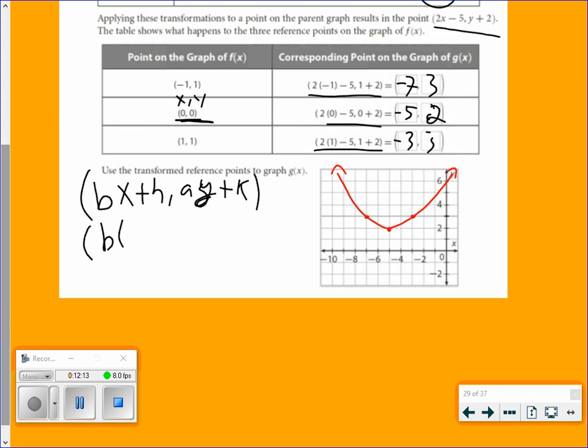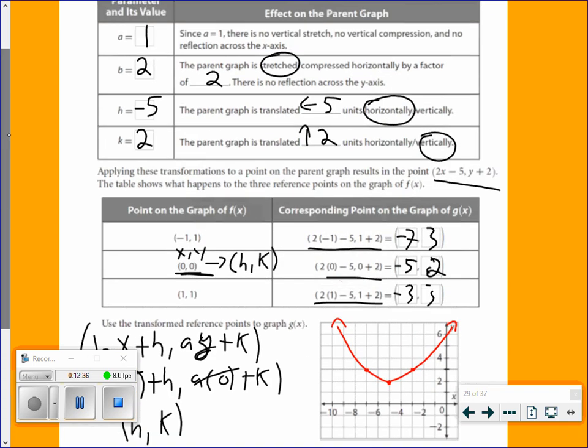We get b times 0 plus h, comma, a times 0 plus k. b times 0 is just going to be 0. a times 0 is just going to be 0. And we're left with h and k. So what this means is that our vertex of 0, 0 is going to give us the point h, k. And we can see here, our h down here is -5, they gave us -5, and our k is 2. They gave us a term of 2.